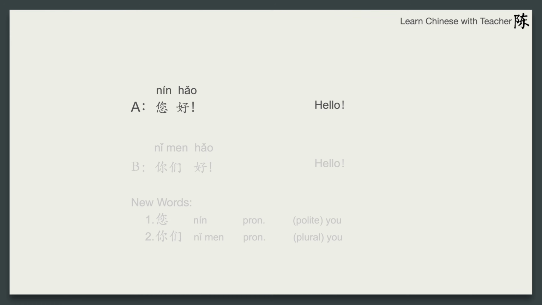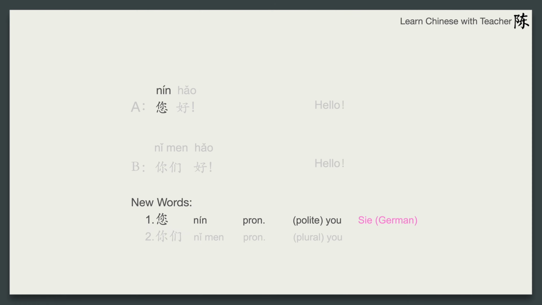The second conversation. 您好，你们好。您 is a pronoun. It's a polite way to say you. In English, you does not have a meaning of expressing politeness. But in German, the word Sie is like the Chinese word Nin to express polite you.